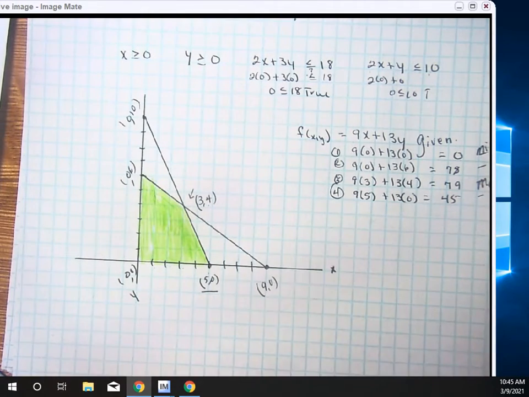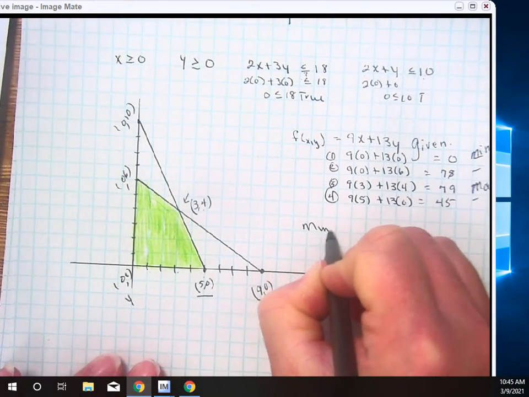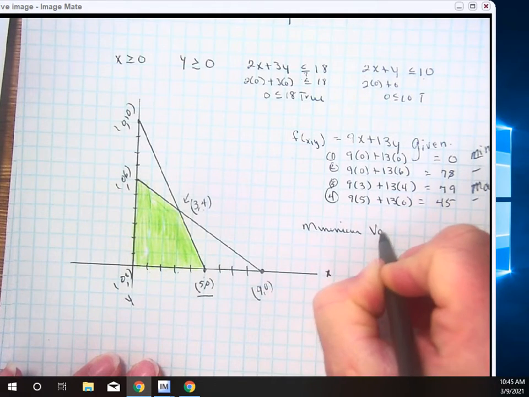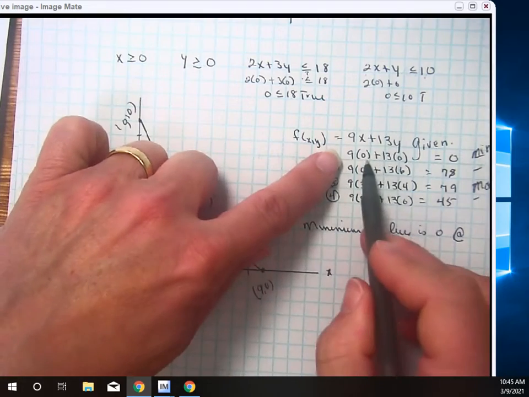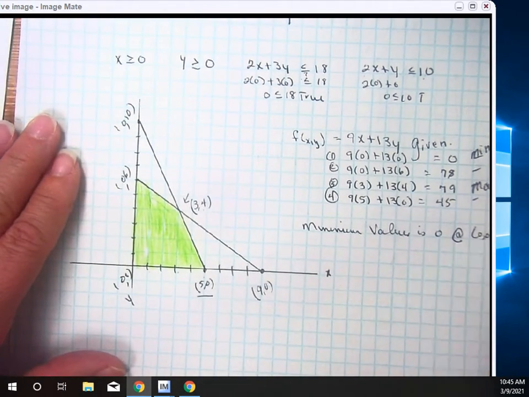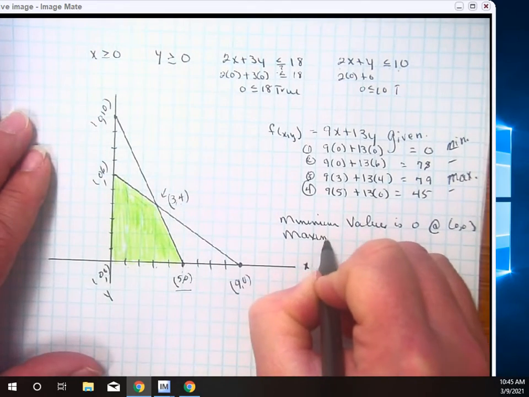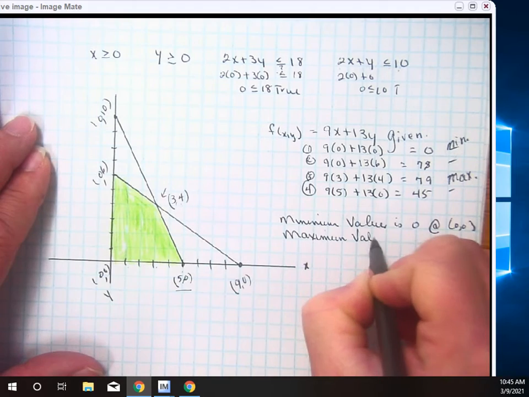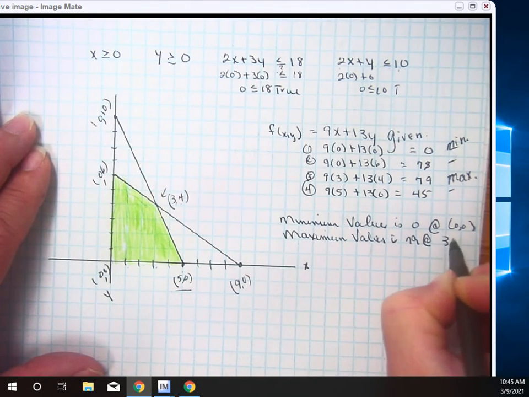And this is what you're going to say. The minimum value is 0 at the point (0, 0). The maximum is 79 at (3, 4).